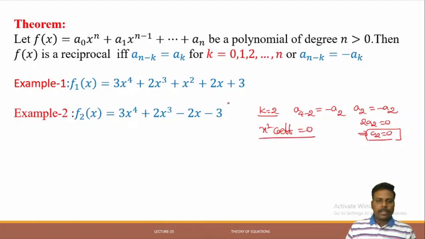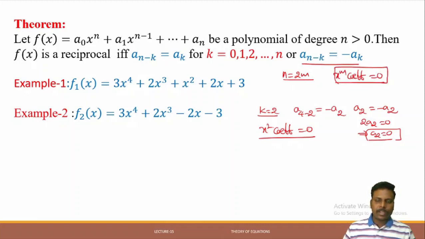So this is an example in which, suppose you want to construct a reciprocal polynomial using this condition, and the degree of the polynomial must be an even degree polynomial, then the x square coefficient, that is the x to the power m coefficient, must be 0.